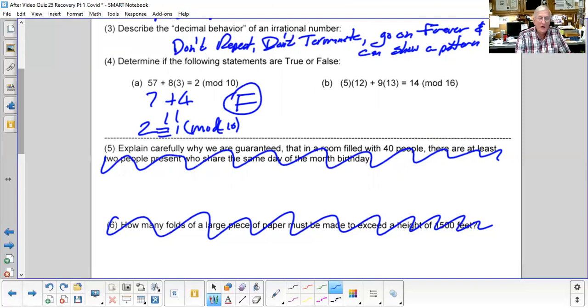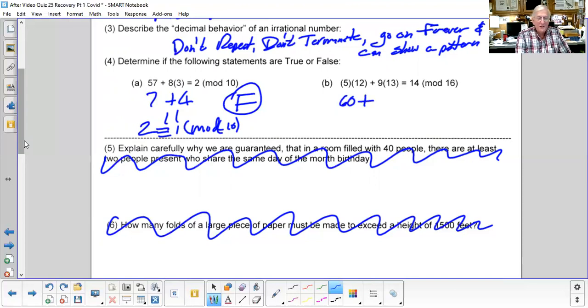All right, if we go to the next question, B, which of course is mod 16, a little harder, right? I suggest if you're a little uncomfortable with these, just work out the left side, get the normal numerical answer, and then take your answer and convert it to mod 16. So let's practice that. 5 times 12, I believe, is 60.